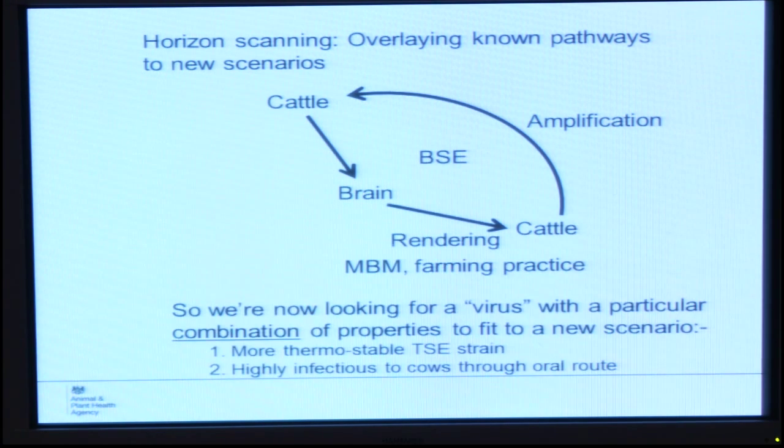So in terms of the new scenario, well, I thought I'd change humans to cattle, and the disease then is BSE. But of course, we're not actually feeding neat brain to these cows because we're rendering them. It's meat and bone meal. It's a farming practice type thing. But the thing about rendering, of course, is that it might inactivate some of the TSE agent, but maybe not all of it. And more to the point, different TSE strains differ in their thermostability. So maybe now we're looking for a virus with a particular combination of properties to fit this new scenario. And I would argue that perhaps we selected for a more thermostable TSE strain, that's BSE, and add on the fact that it was or is incredibly infectious to cows through the oral route.